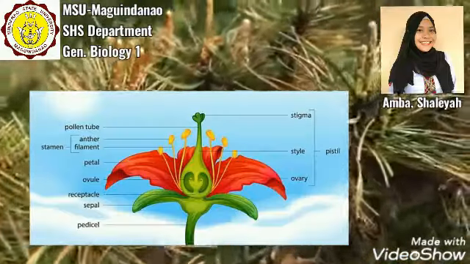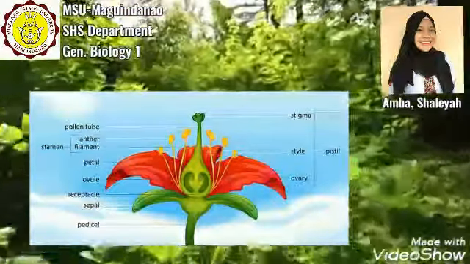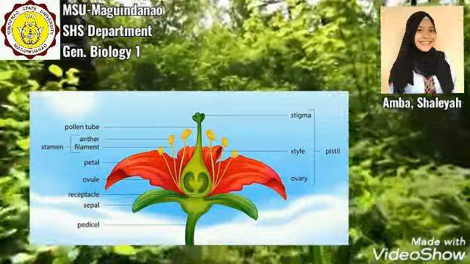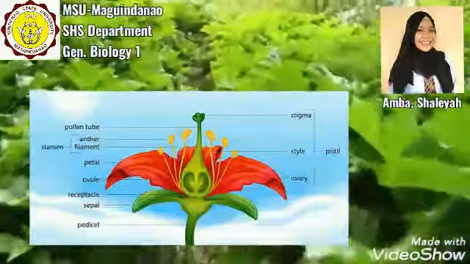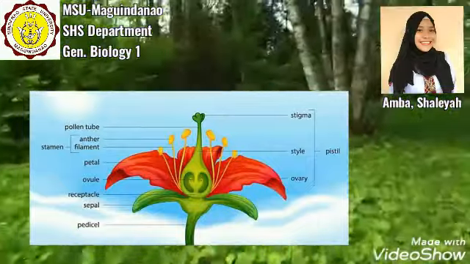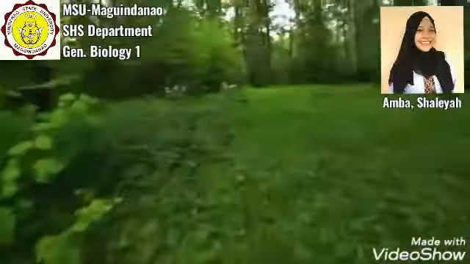Next are the parts of the flower. The pistil, stigma, style, ovary, pollen tube, stamen, filament, petal, ovule, receptacle, sepal, and pedicel. That's all for plant morphology.